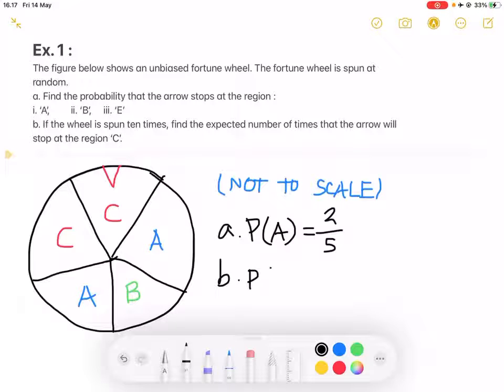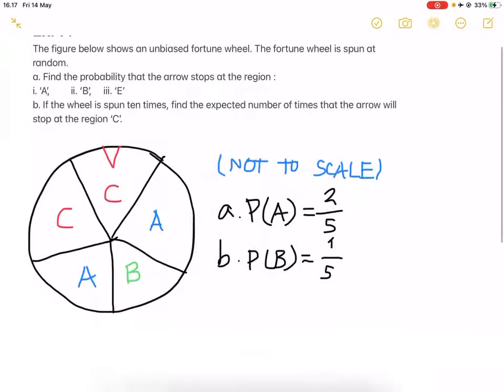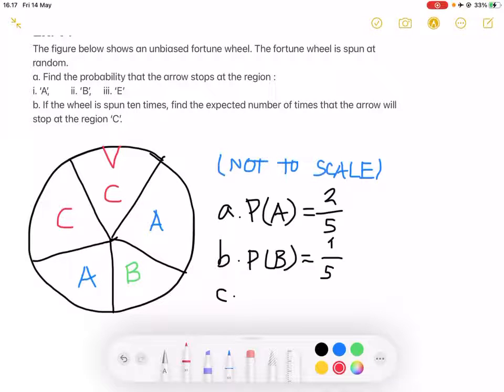Now for part B, it's very similar, except we only have one region marked with B, which is this one right here, over 5. Now for C, notice that there is no region marked with E from this diagram. So what we can conclude from here is that there is no way for the arrow to stop at E, or in other words, the probability is exactly equal to 0.